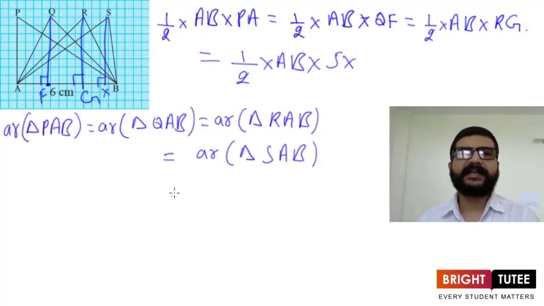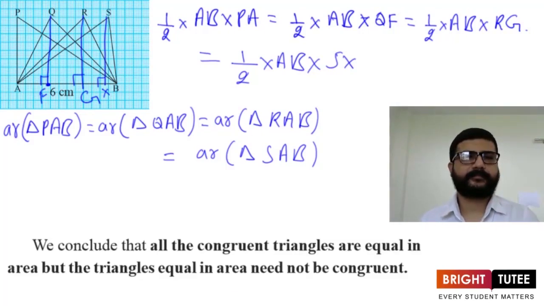So here we have seen that if two triangles are equal in area, it is not necessary that they are congruent. They may be congruent, they may not be congruent. So from here we conclude that all the congruent triangles are equal in area, but the triangles equal in area need not be congruent. We are not sure whether they are congruent or not. They can be congruent, they cannot be congruent.